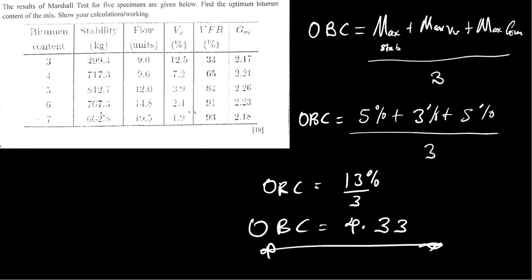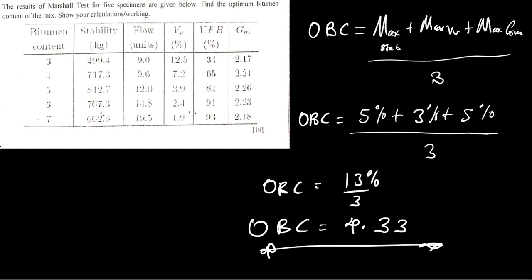Others graph, but you can graph this. You can find the graph for the stability versus Bitumen content and find the maximum stability. You can also graph the GM versus Bitumen content and find the max GM, which will still give you the same value. And also you can graph the percentage of the voids versus the Bitumen content. Yeah, and you get the same values as well.